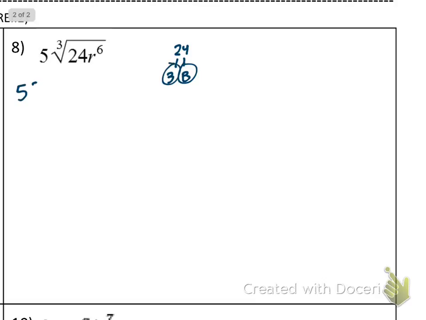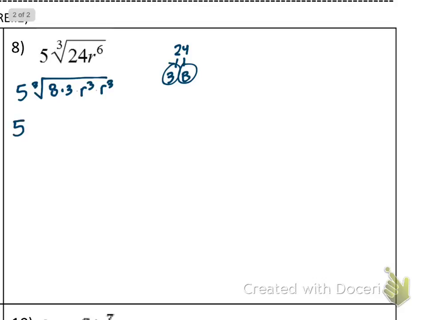This is what I would do. We got 5 times the cube root of 8, times 3, we have that in there. And then r to the 6th is like saying r to the 3rd times r to the 3rd, right? Because if I add these two exponents together, I get r to the 6th.